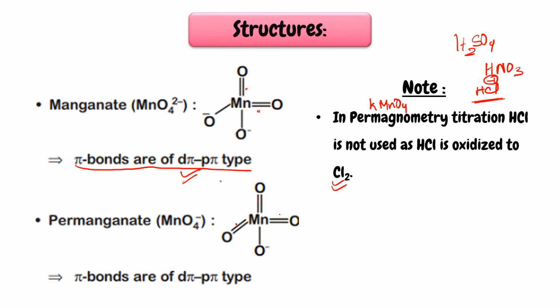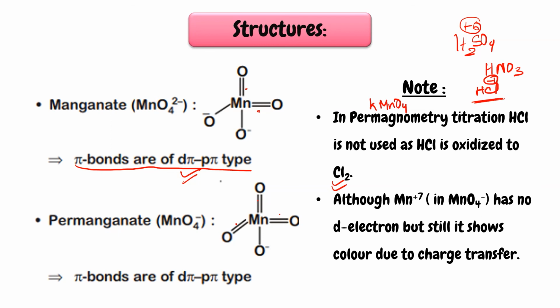We use H2SO4 as it is having a higher oxidation state, and it will remain like this. There will be no effect of potassium permanganate on that because H2SO4 is already in the highest oxidation state, so that cannot be oxidized further, isn't it? So it will remain like that, it will just provide the medium. Okay, so that's why H2SO4 is used but HCl is not used.